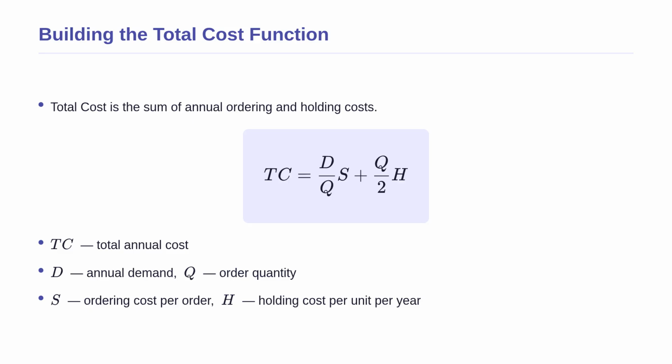With our assumptions in place, let us build the total cost formula. The total annual cost is made of two parts. The first part is the annual ordering cost. We take the total demand D divided by the order quantity Q to get the number of orders and multiply by the setup cost S. As Q increases, this cost goes down. The second part is the holding cost. On average, you hold half of your order quantity. So we multiply Q over 2 by the holding cost per unit H. As Q increases, this cost goes up.